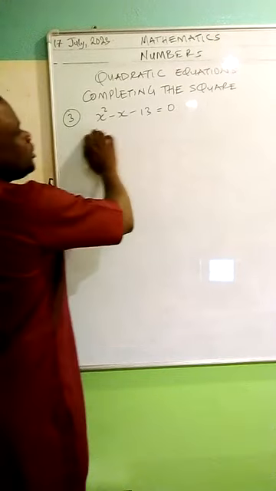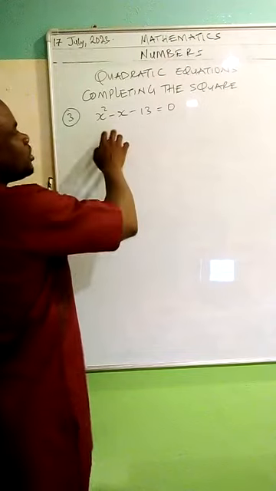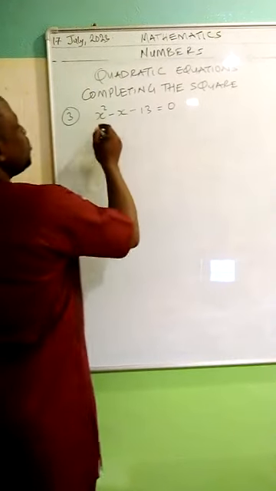Okay. This one cannot be factorized. If you try factorization here, you just get hung up. The only way you can solve this is by completing what now? The square. So we'll go by the same method.